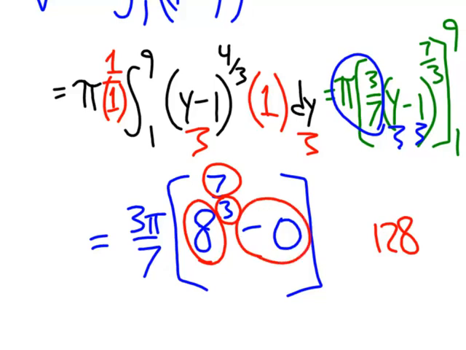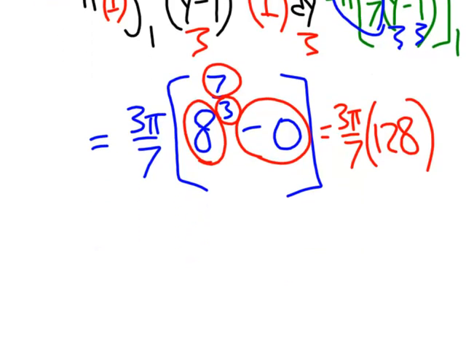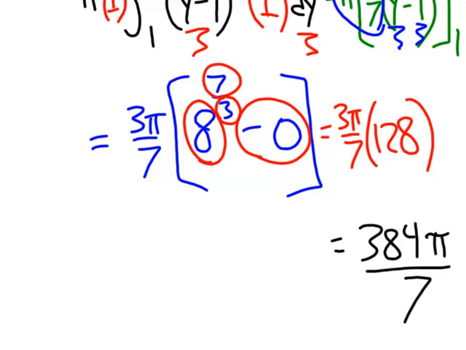Okay, minus 0 times 3 pi over 7. And that is going to give us our final answer of 384 pi over 7.